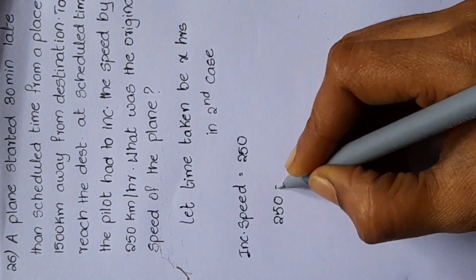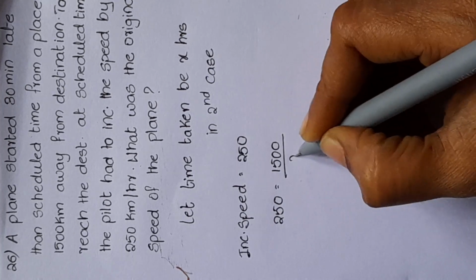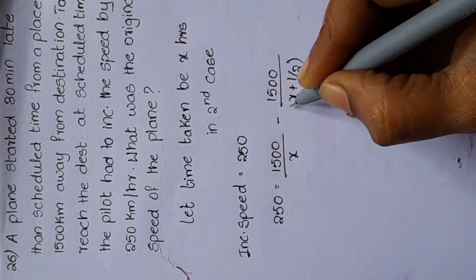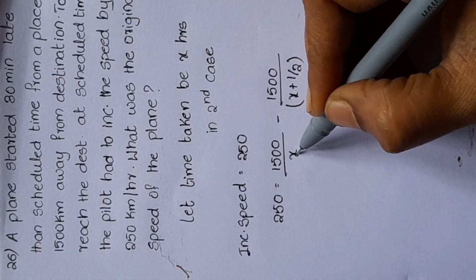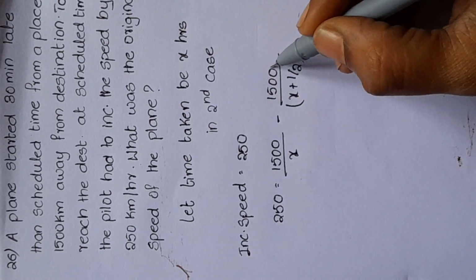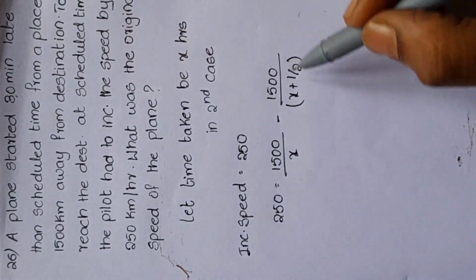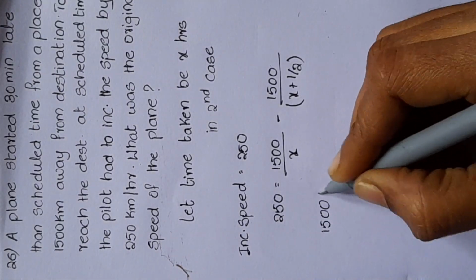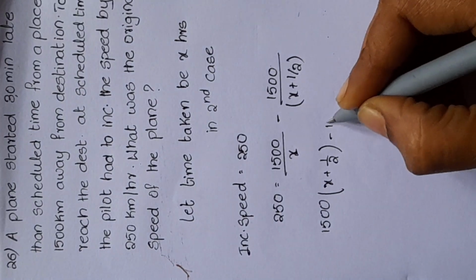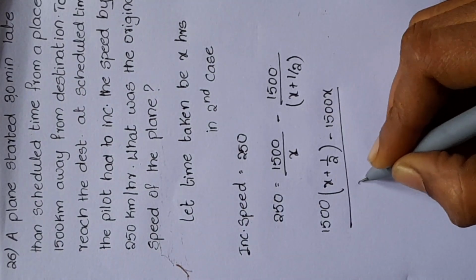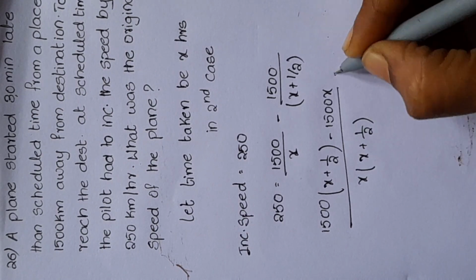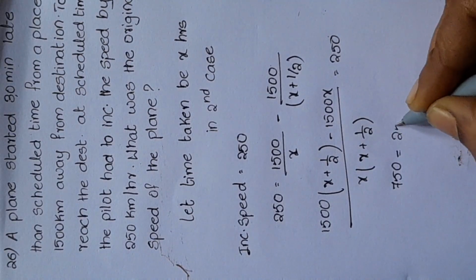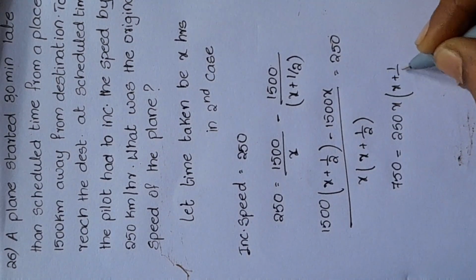Now 250 is equal to 1500 by x minus 1500 by x plus 1/2. The man covers 1500 kilometers in x hours, but in the first case there is a delay of 30 minutes, so 1/2, that is 30 by 60 is 1/2. Now this can be written as 1500 into (x plus 1/2) minus 1500x, by x into (x plus 1/2), which is equal to 250. We get 750 is equal to 250x into (x plus 1/2).